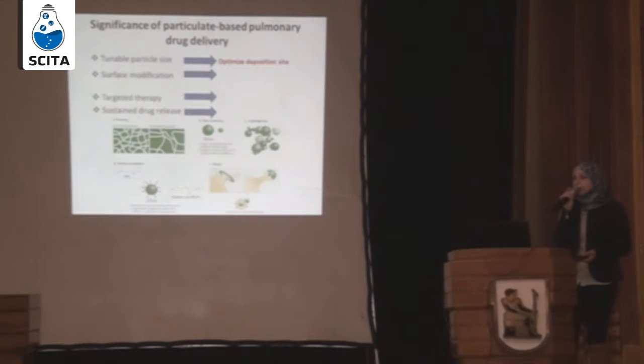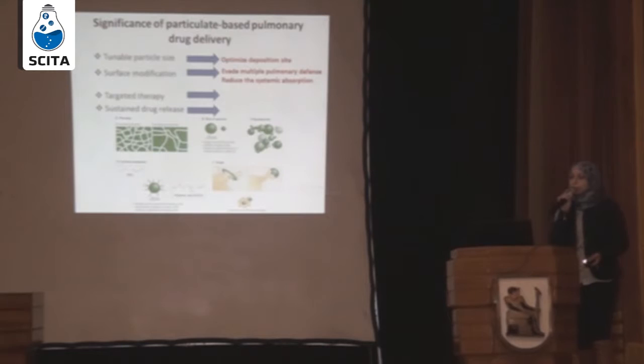The second is the surface modification. The nanoparticle surface can be easily modified. I can put anything on top of it, either a polymer to be hydrophilic or another polymer to be hydrophobic, and I can control the charge of the nanoparticle. And this allows me to escape the pulmonary defense and reduces the systemic absorption. The nanoparticle can also be modified to be targeted. I can make the nanoparticle go to a specific cell.